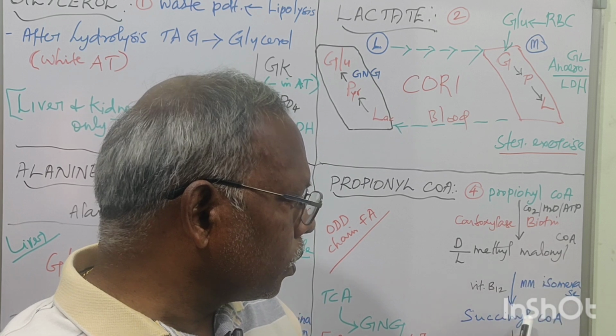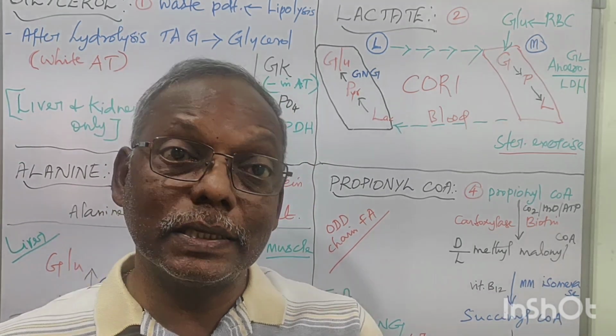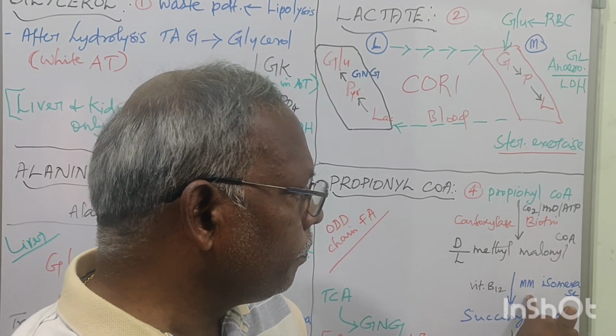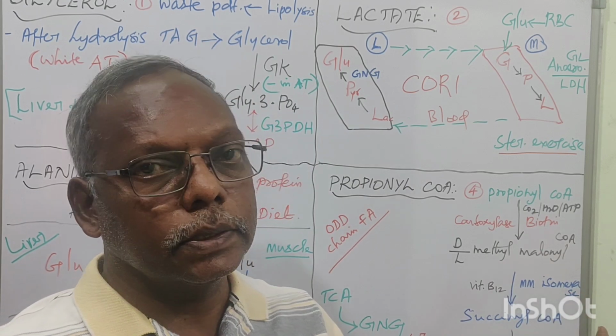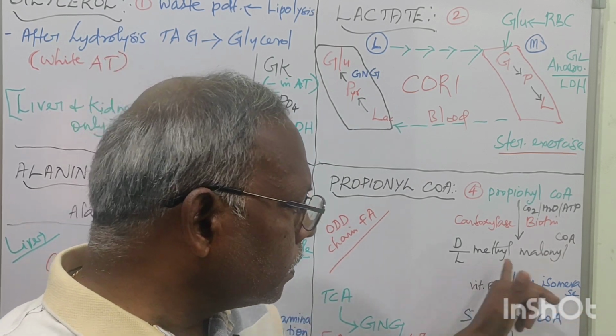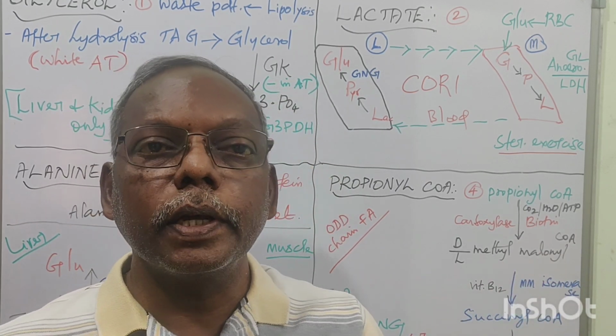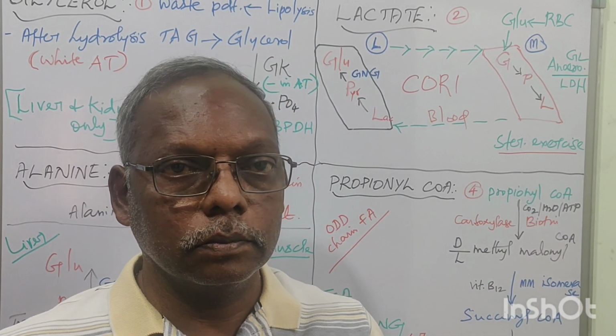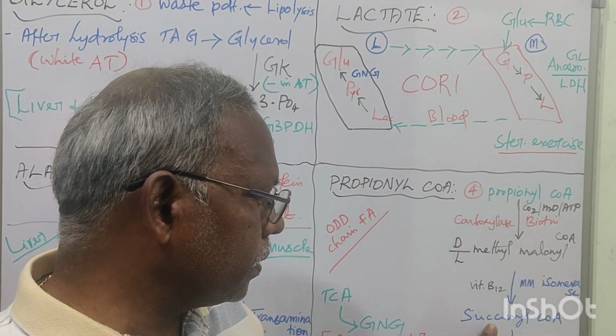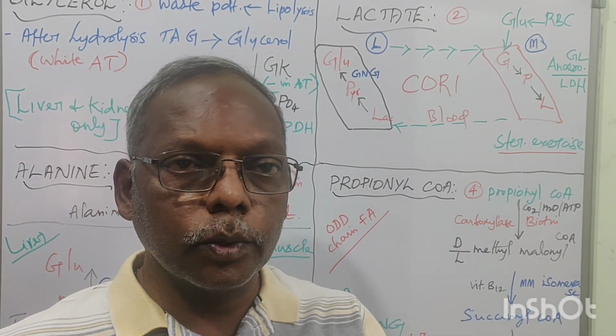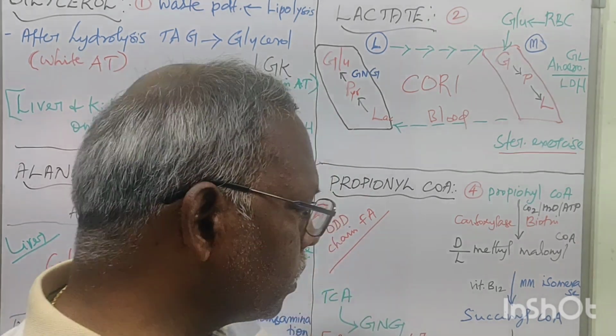This methyl-malonyl-CoA is finally converted into succinyl-CoA with the help of methyl-malonyl isomerase. This is the enzyme name. For this isomerase, we require vitamin B12, right? Then only the reaction is converted and produces succinyl-CoA. You all know about the fate of succinyl-CoA.